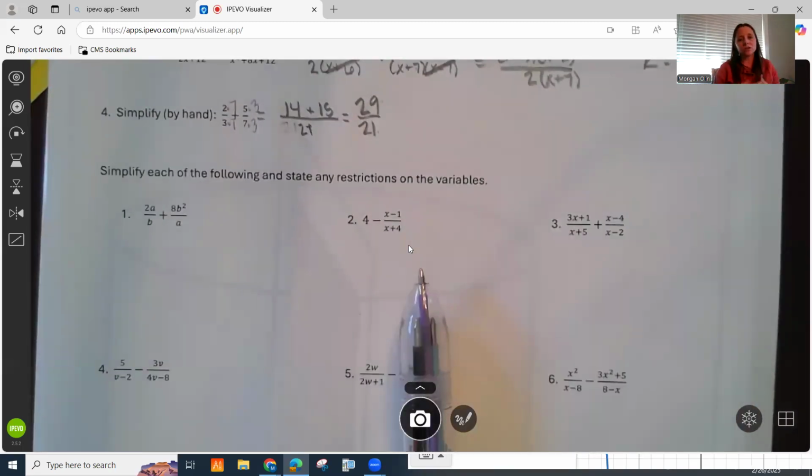We're going to state any restrictions. We're going to start to do that, but we may not do that every single time.